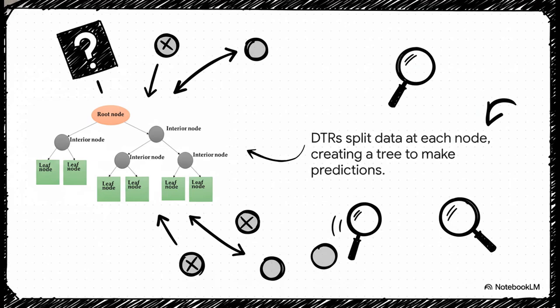So how does it actually work? Well, a DTR is kind of like a game of 20 questions. It starts at the top, at the root node, and it asks a simple yes or no question to split the data into two groups. It just keeps doing this over and over again at each interior node, making more splits until it gets to a final answer down at the bottom, at what we call the leaf nodes. The final prediction is just based on whatever data ended up in each leaf.